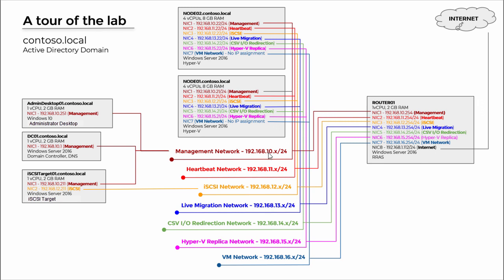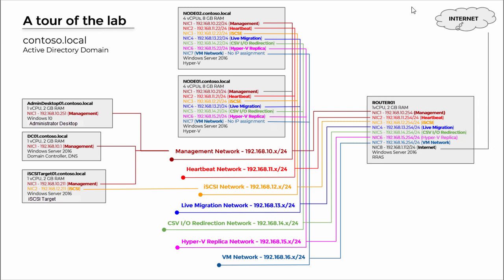NIC1 connects to the management network port group. The management network subnet is 192.168.10.x/24, with the NIC1 IP address on this Router01 acting as the gateway address for the management network. Likewise, other NICs are connected to different port groups, and the IP addresses configured on them act as the gateway address for the respective networks. NIC8 of this router VM is connected to the internet, which has external connectivity outside of this standalone ESXi host.